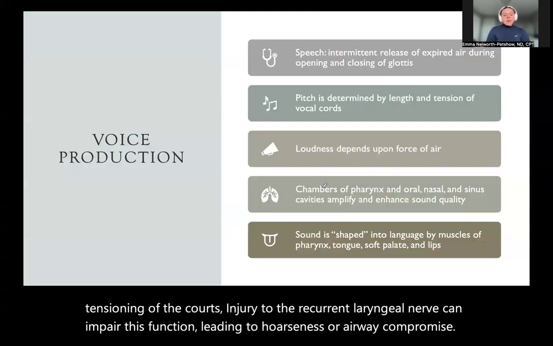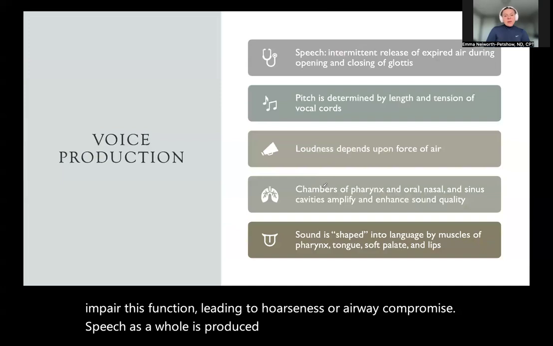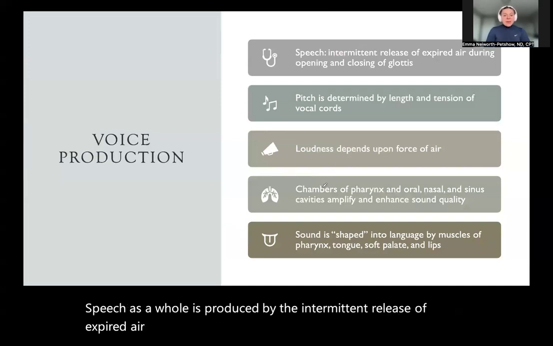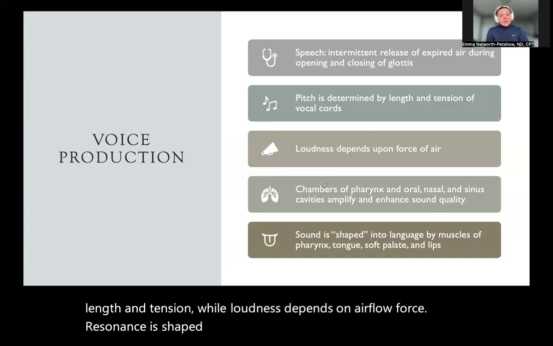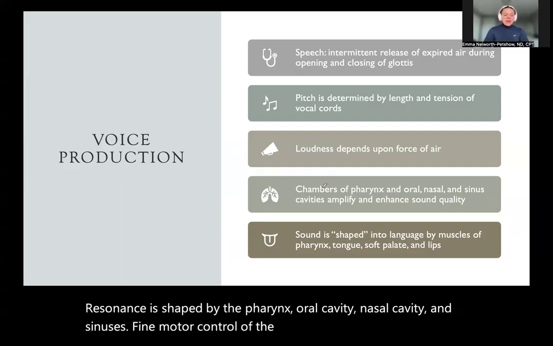Speech as a whole is produced by the intermittent release of expired air through the glottis. Pitch is determined by vocal cord length and tension, while loudness depends on airflow force. Resonance is shaped by the pharynx, oral cavity, nasal cavity, and sinuses. Fine motor control of the tongue and lips transforms sound into intelligible speech.